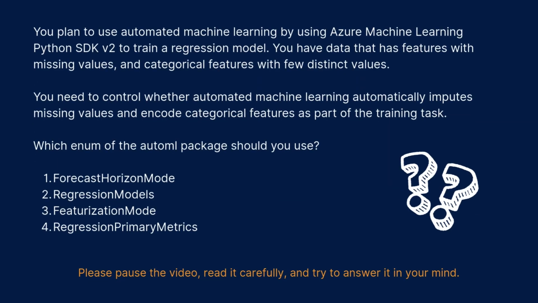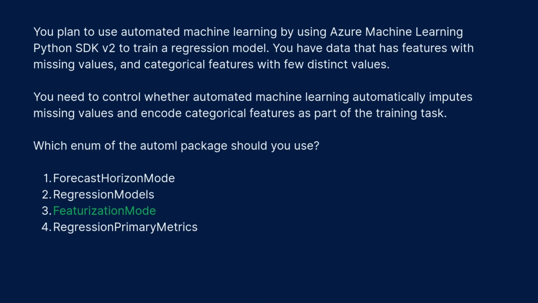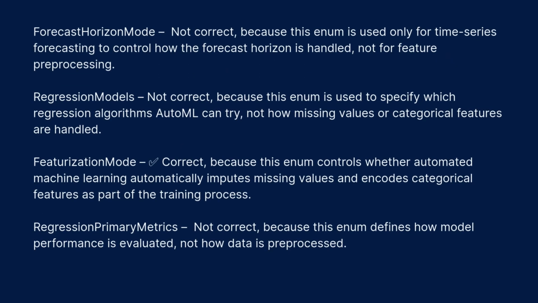Again, please pause the video and try to answer it in your mind. Okay, so the answer here is featurization mode. This is because the enum controls whether AutoML automatically imputes missing values as a part of the training process. If you answer other than this, then please check why it is not correct.